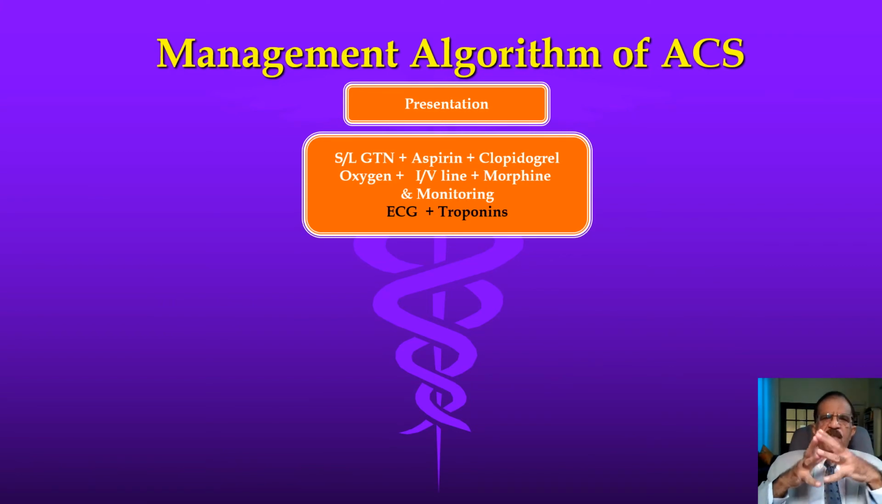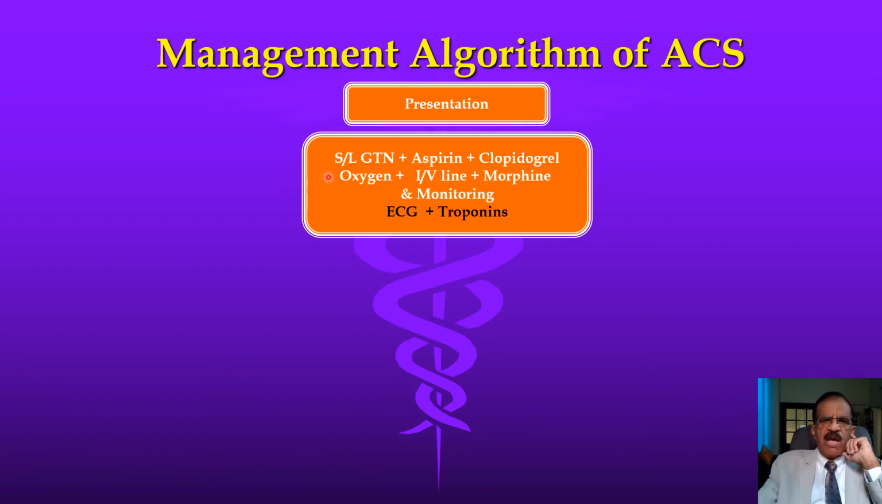Now, this is the management algorithm. The previous one was the diagnostic algorithm, and this is the management algorithm. Once you have figured out that this is acute coronary syndrome, at presentation, there are certain things you do immediately. I think not in any specific sequence, all has to be done. If you have a colleague with you, some of the work that colleague can do.